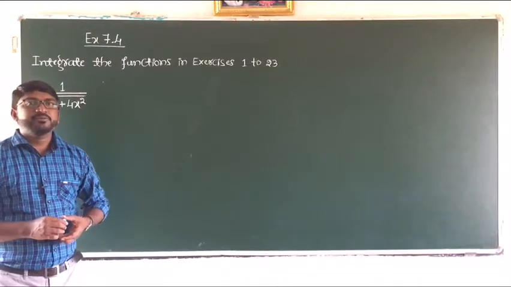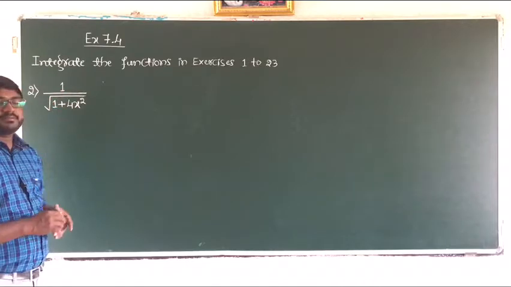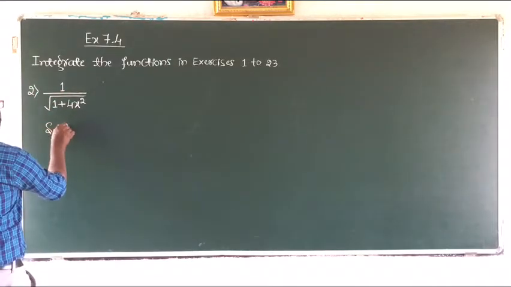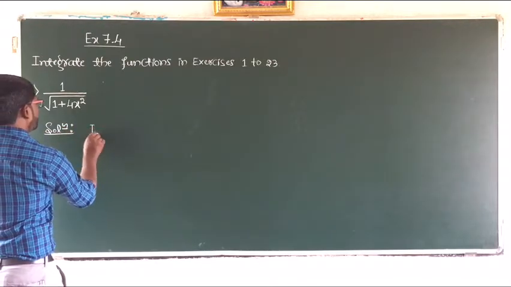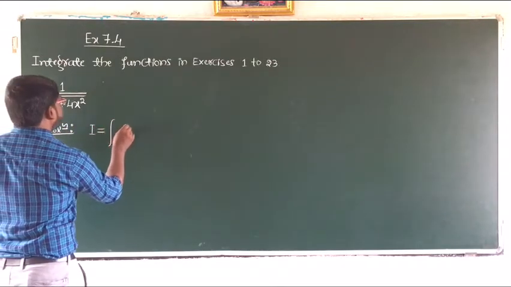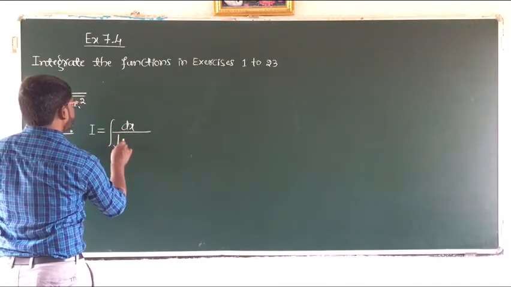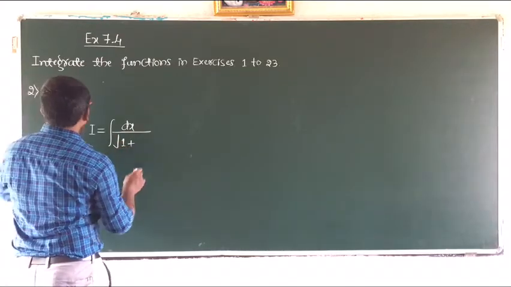The second problem in the exercise 7.4 is 1 divided by under root 1 plus 4x square. So I take this as I, which equals integral dx upon under root 1 plus 4x square.